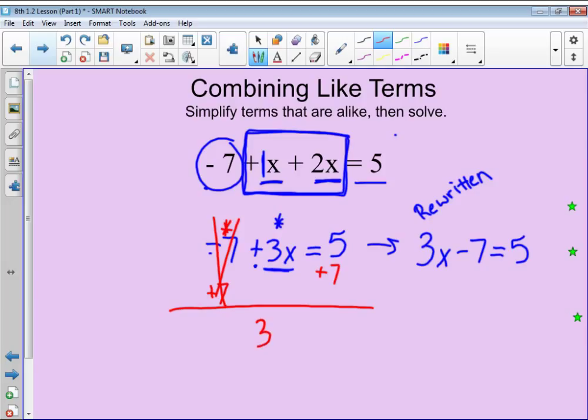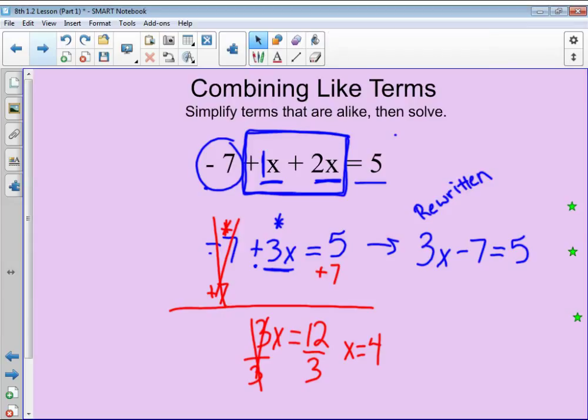We've got 3x left on this side equals 5 plus 7 is 12. Okay, so now we have to get x by itself. Well, 3 times x, so the opposite is divide. So divide by 3. X equals 12 divided by 3, which is 4. So x equals 4.